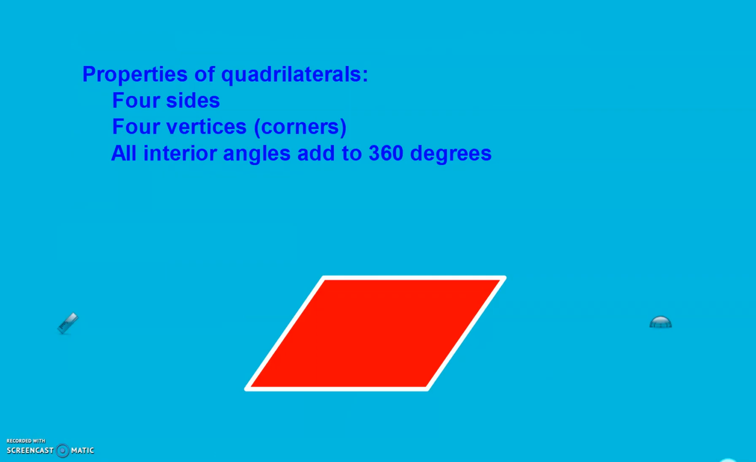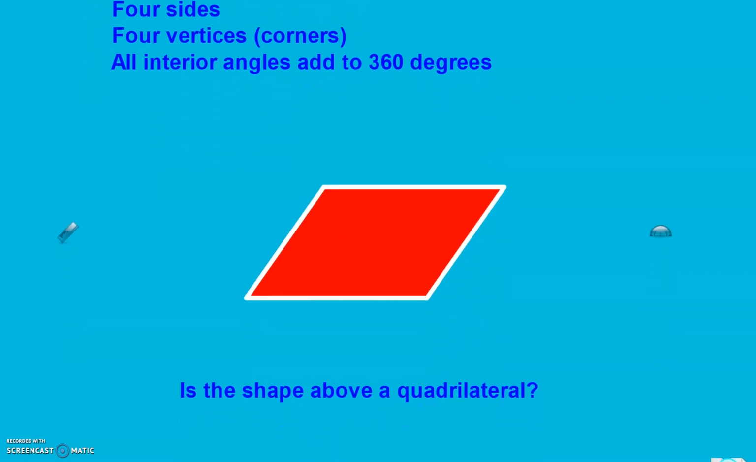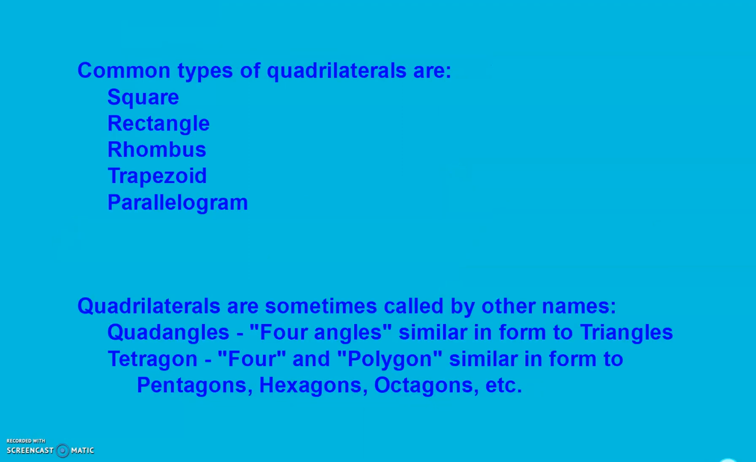Properties of quadrilaterals: they have four sides, four vertices, which are our corners, and all interior angles add up to 360 degrees. We talked about with triangles, they add up to 180. Here, they add up to 360. So to figure out if this is a quadrilateral, we could measure our angles and make sure they all add up to 360. Here they do. We have four sides, four corners. This is a quadrilateral. Common types of quadrilaterals are squares, rectangles, rhombus, trapezoids, and parallelograms.